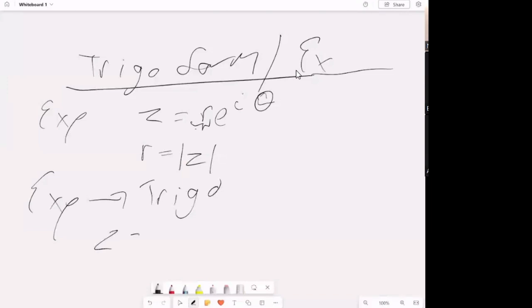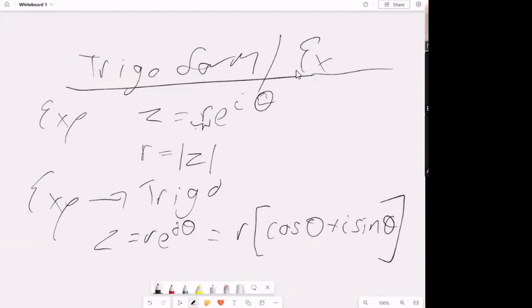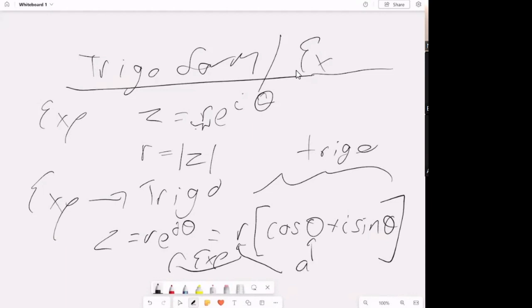So z equals r e to the i theta, but it's also equal to r, to take note, cosine theta plus i sine theta. So you can see here, this is the trigo form, but the trigo form comes from the exponential form. Or likewise, vice versa, the trigo form can also help you to define the exponential form. So they're kind of circular in a way. So r in this case still means the magnitude of the vector z, and theta is the argument.